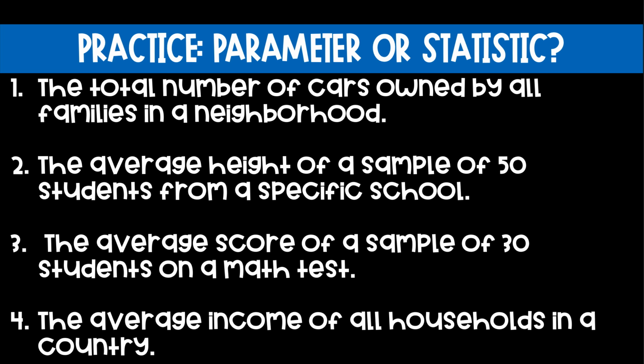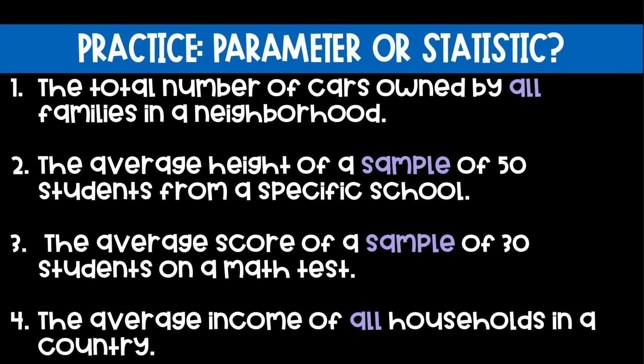The key words of these, remember, you decide which one is your population and you decide how you're going to sample out of that population. But your population could be as small or as big as you desire to be. So, because of those keywords, all, sample, or the entire group, we can identify which one's a parameter or a statistic. Number 1, the total number of cars owned by all families in a neighborhood.